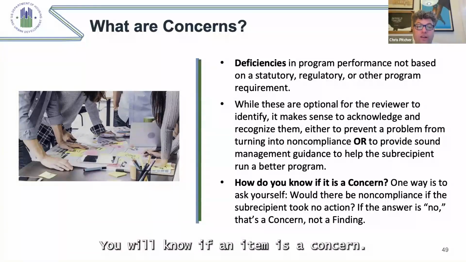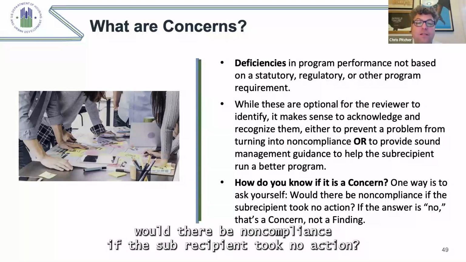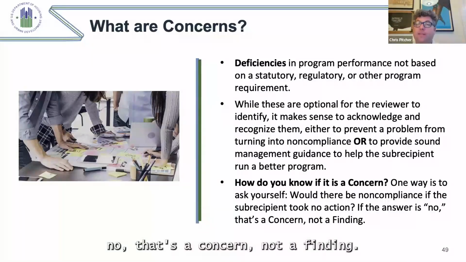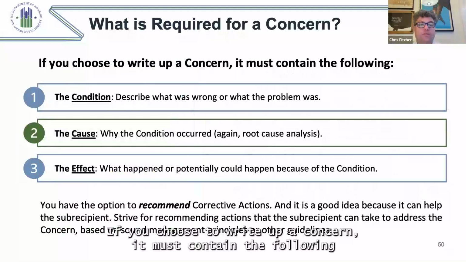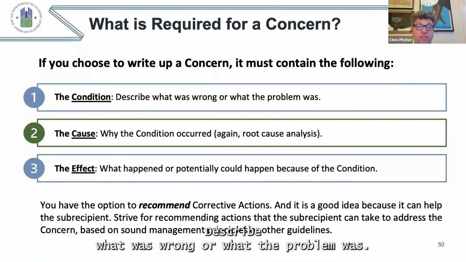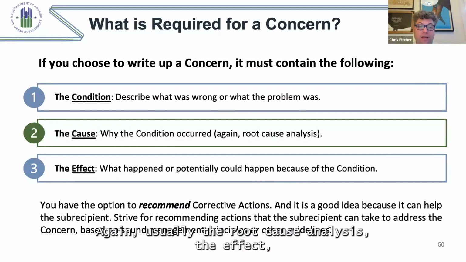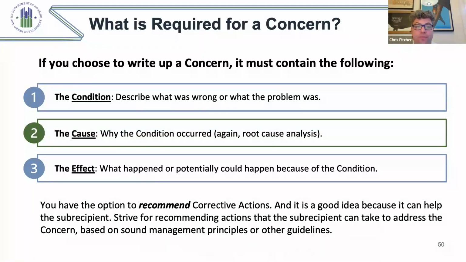You will know if an item is a concern if you ask yourself, would there be noncompliance if the subrecipient took no action? If the answer is no, that's a concern, not a finding. Slide, what is required for a concern? A numbered list. If you choose to write up a concern, it must contain the following. The condition. Describe what was wrong or what the problem was. The cause. Describe why the condition occurred. Again, use your root cause analysis. The effect. What happened or potentially could happen because of this condition.